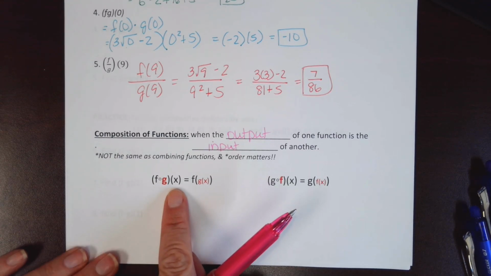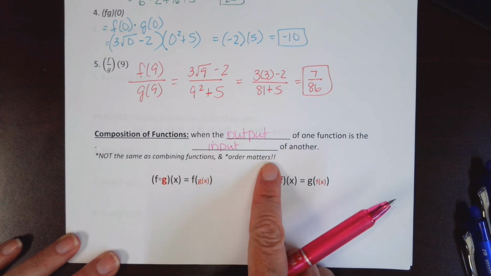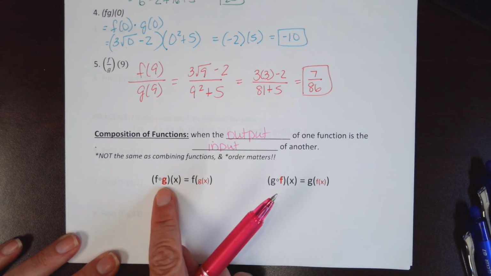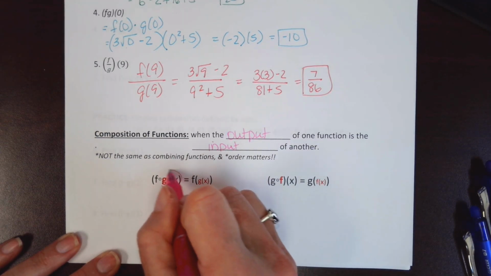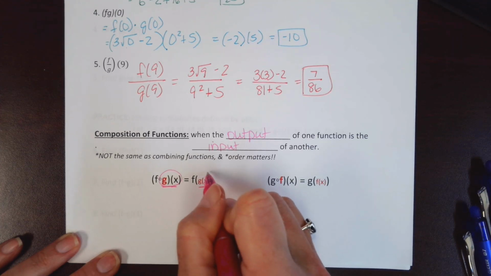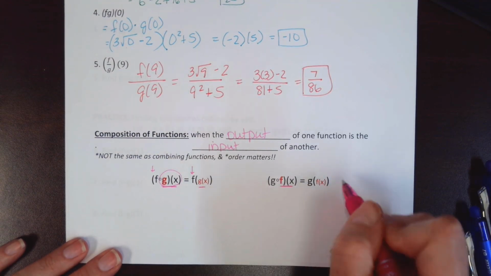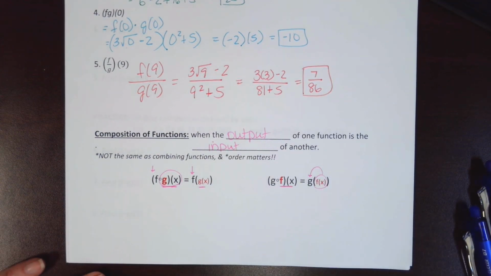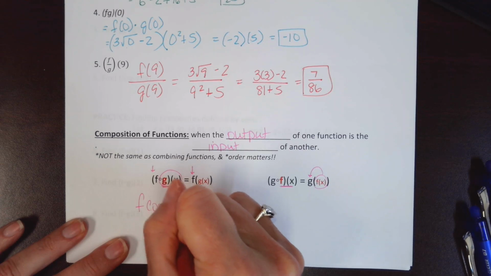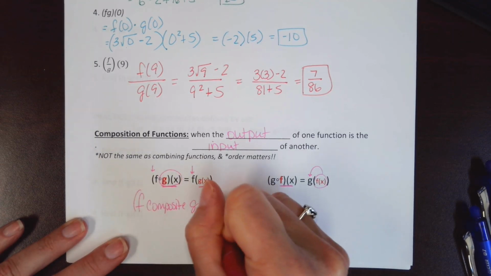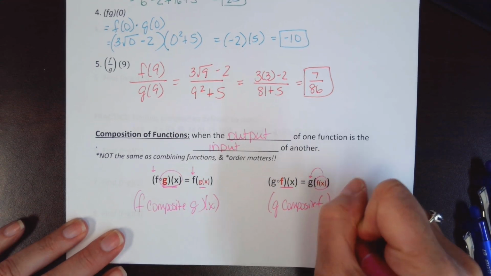Order matters when I am doing composition of function. It's not the same as adding, subtracting, multiplying, or dividing. Order does matter. For example, f composite g is not the same thing as g composite f. F composite g of x means I'm taking this and plugging it into whatever function is named first. So again, what's named second gets plugged in to what is named first. Order matters with composition of function. This is read f composite g of x. This one is read g composite f of x.